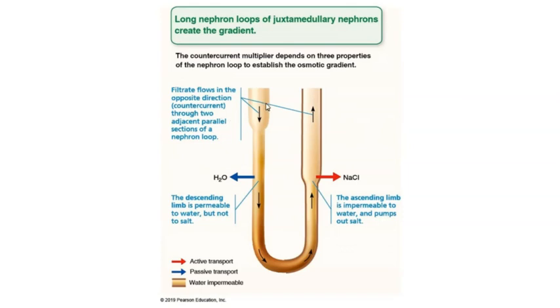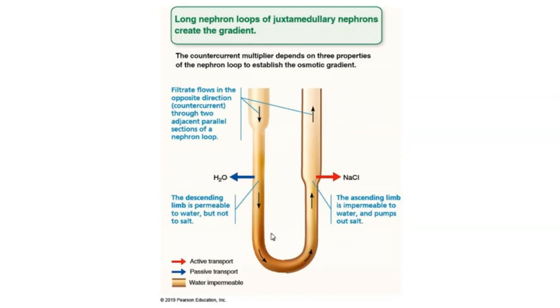So if we consider filtrate flowing in the nephron loop here, the direction of the arrows is showing the direction of filtrate flow. We see our countercurrent mechanism here because we've got two adjacent regions of the same interconnected tube. So filtrate is flowing down the descending limb and up into the ascending limb. So that's our countercurrent mechanism. In the descending limb, we see that it is permeable to water, but it is not permeable to solutes like sodium. And we see that water is able to leave the descending limb by passive transport.